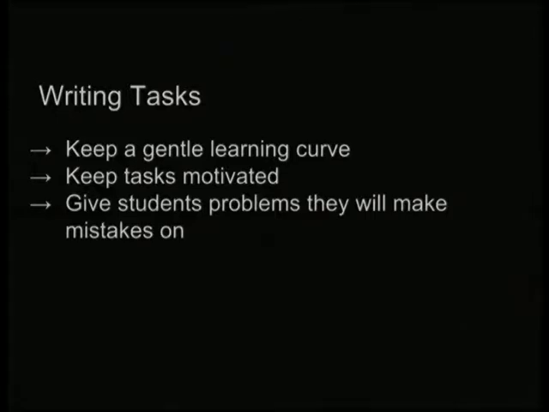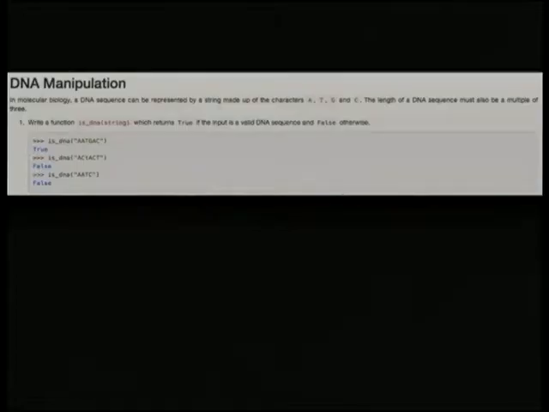So what I did earlier this year is I redesigned some of the tutorial tasks that go in other parts of the course to fit along these lines. Here's one task that I wrote earlier in the year, and we used it last semester. Write a function isDNA, which returns true if the input's a valid DNA sequence, which means it has these letters, and its length is a multiple of 3, and false otherwise.